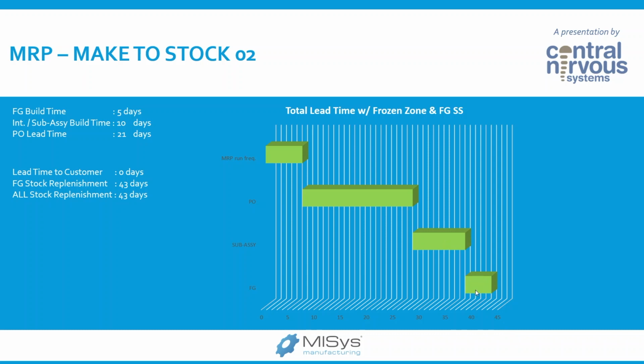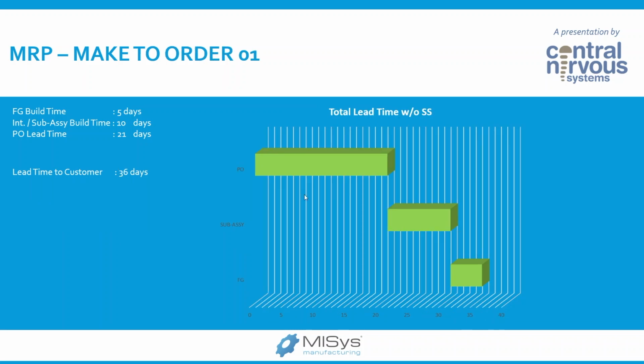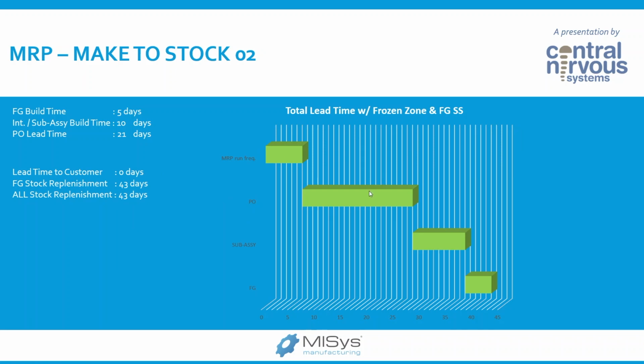But before I can replenish my finished good, I need to build my sub-assemblies or intermediaries. And to be able to build them, I actually need to buy them. So that's the way to go. And if we go back to that slide again, we can see that even though we took 0 days, same day delivery to the client, now we're taking 43 days, both for the finished good replenishment and all stock replenishment, because they are daisy chained to one another. So this took a little longer to replenish our stock.